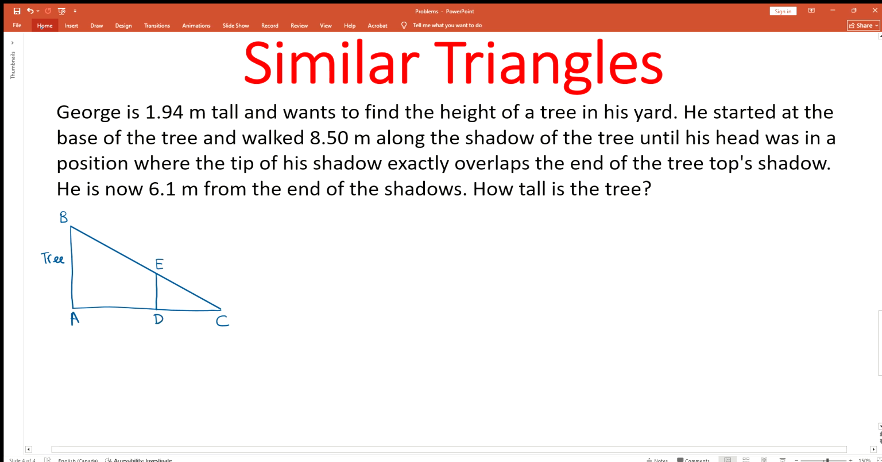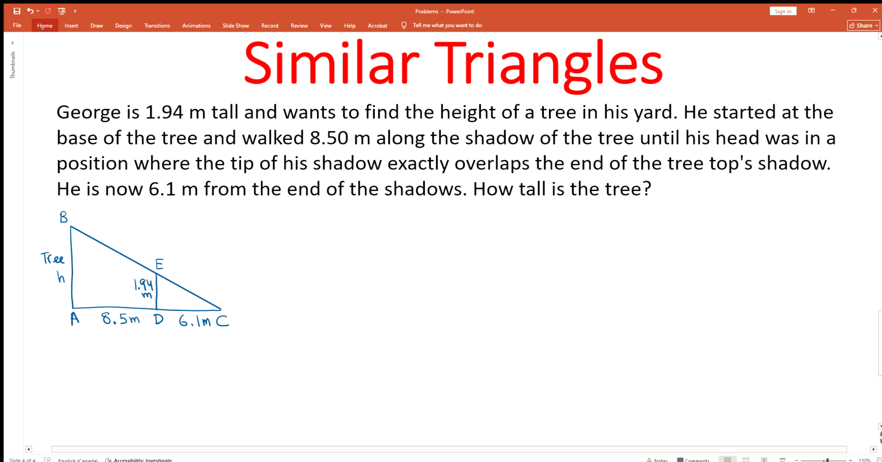The distance from A to D is 8.5 meters. As per the problem, George is 6.1 meters from the end of the shadows, so the distance from D to C is 6.1 meters. George is 1.94 meters tall, so the distance from D to E is 1.94 meters. We have to find how tall the tree is. Let's assume the height of the tree is h. We have to use concepts of similar triangles to find the value of h.